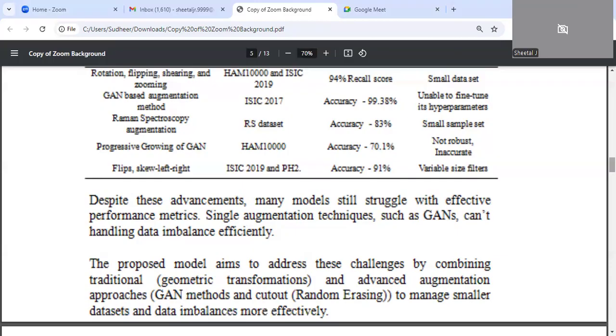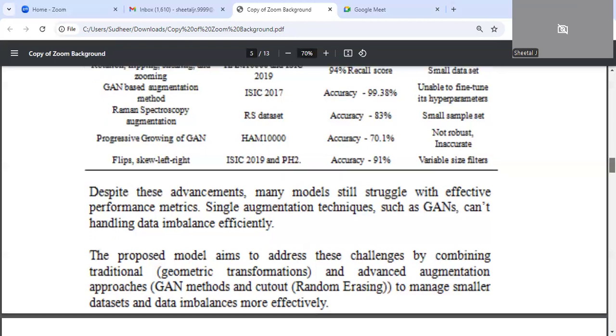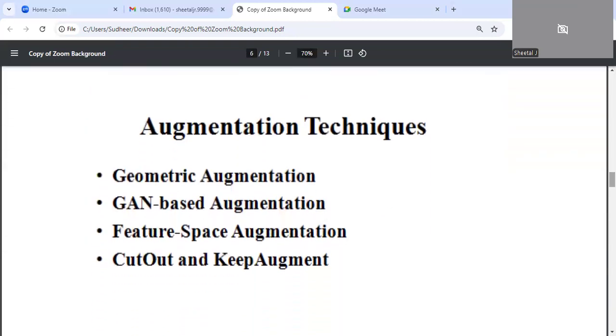We consider the abnormal part of the skin as a lesion and the normal part of the skin as a non-lesion. Whenever an image is taken, we need to extract the lesion part and discard the non-lesion part. A lesion is nothing but an abnormal part of the skin. The augmentation techniques used here, as I told, are both traditional as well as advanced. The first is geometric augmentation, next is GAN based augmentation, then feature space augmentation, and next is the cutout and keep augmentation technique.